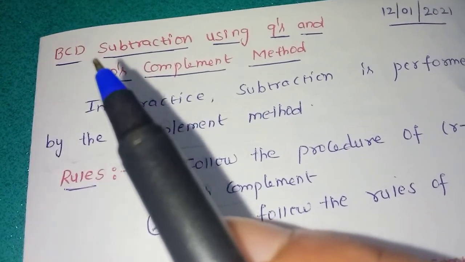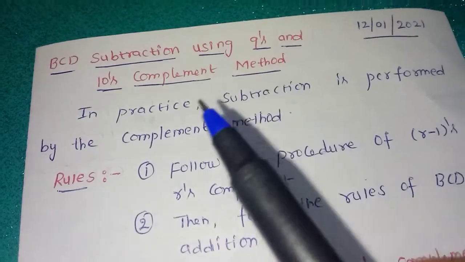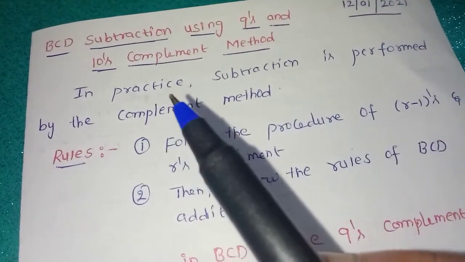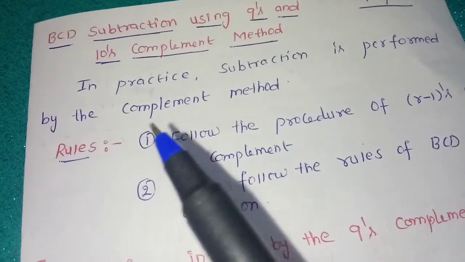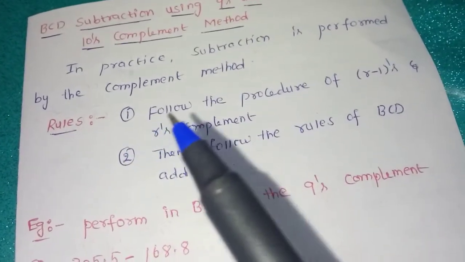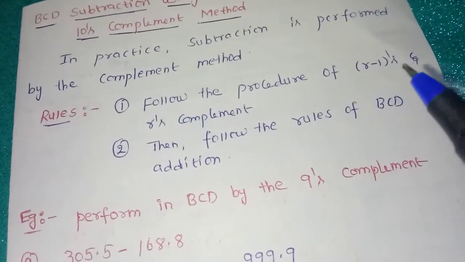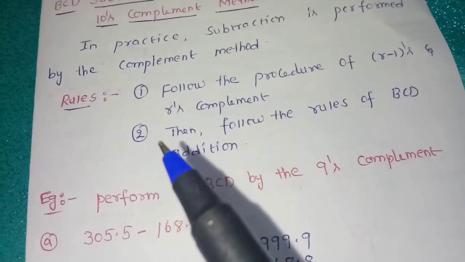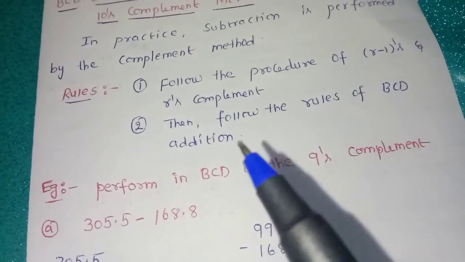Today we are going to discuss BCD subtraction using the 9's and 10's complement method. In practice, subtraction is performed by the complement method. Now we will see some rules. Rule 1 is that we have to follow the procedure of the r minus 1's and r's complement, and rule number 2 is that we have to follow the rules of BCD addition.